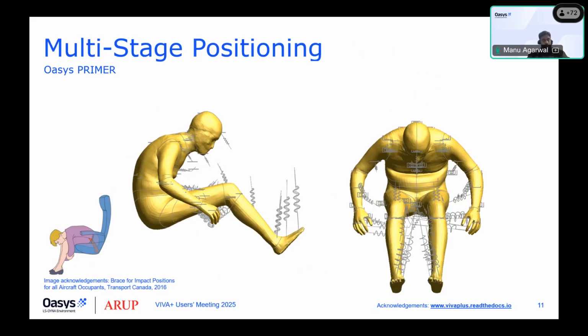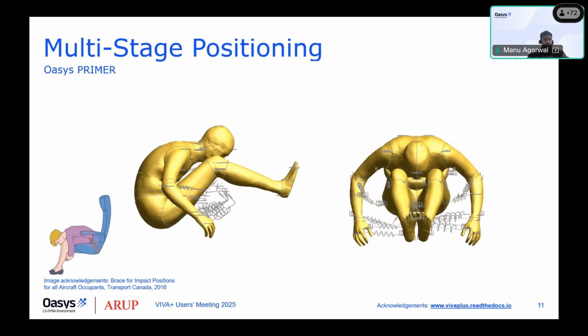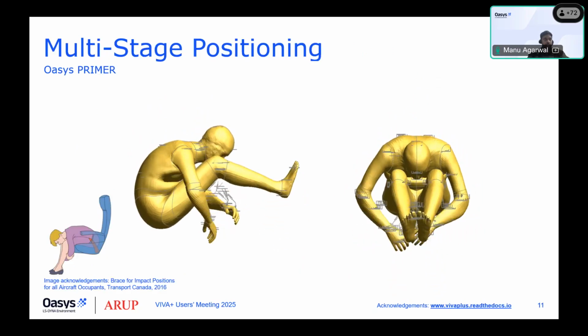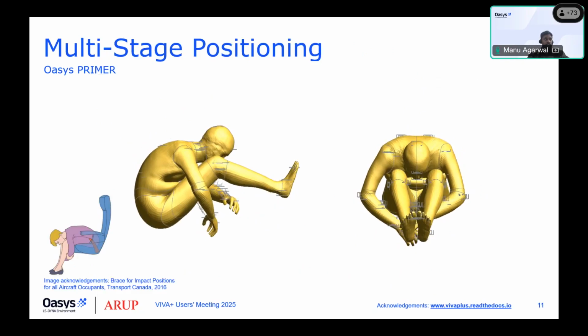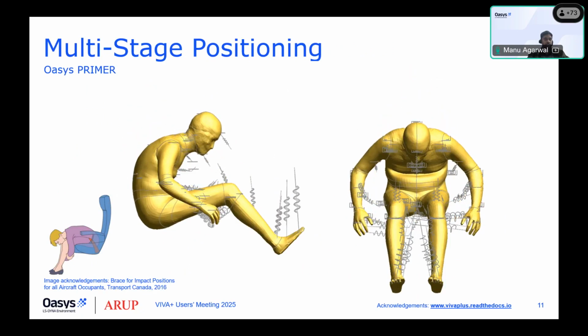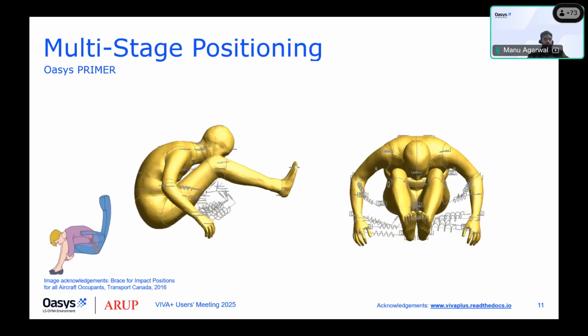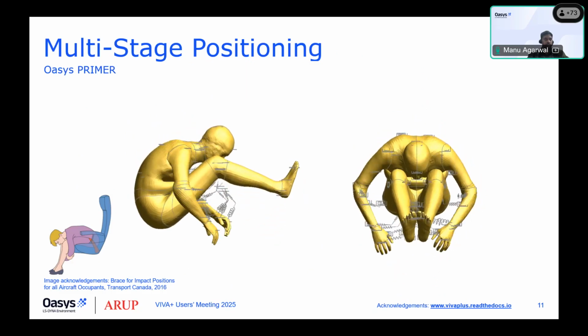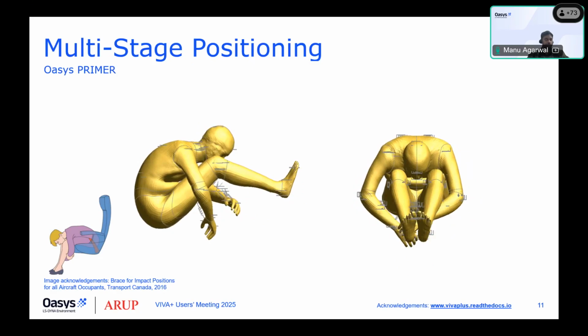So with the help of the multi-stage positioning analysis using Oasys Primer, you can also achieve adjustment of some complex postures. Like we see here is an emergency knee hugging position in an aviation field. This is the process; the model was set up in Oasys Primer and run in ANSYS LS-DYNA.